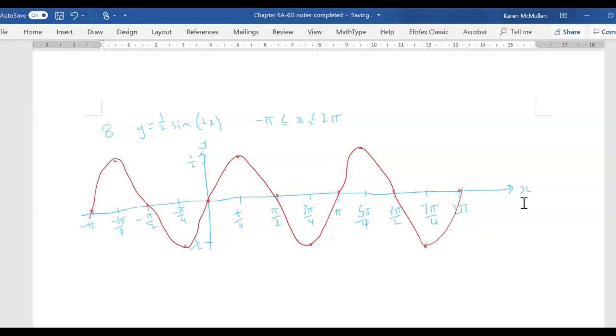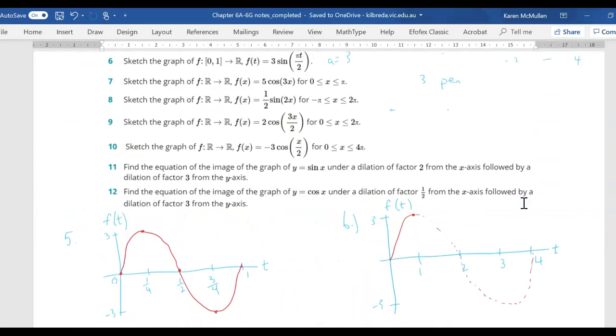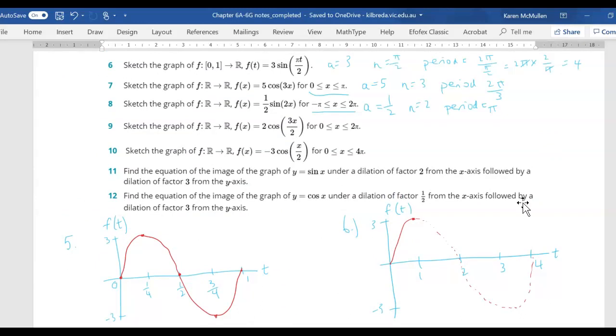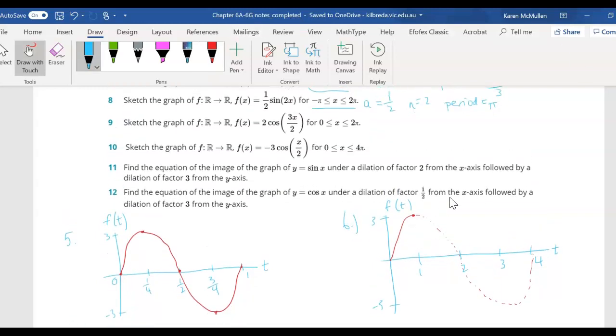All right, so the hardest part, I think, for drawing cosine and sine graphs is getting your scale correct and your period correct and making sure you're in the right domain, so the restricted domain. All right, let's keep going. So question 9. Remember, you can pause at any time and do these questions on your own. Don't expect me to do them all, but you're more than welcome to watch.